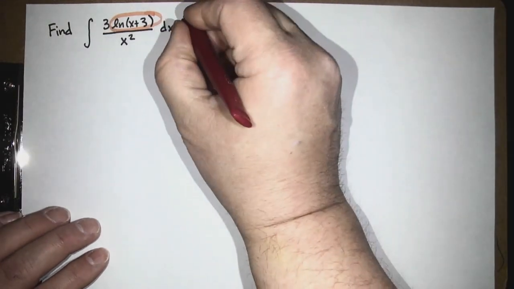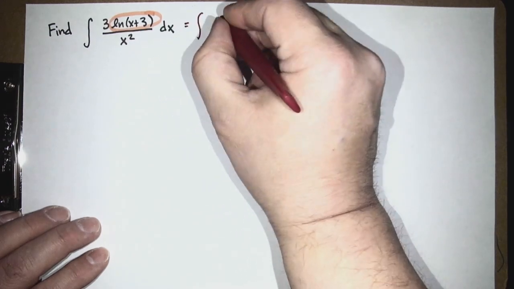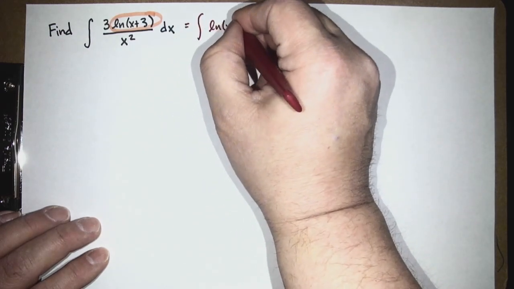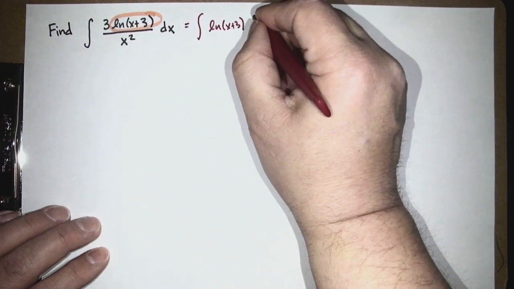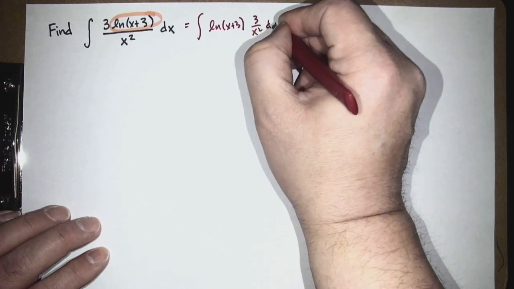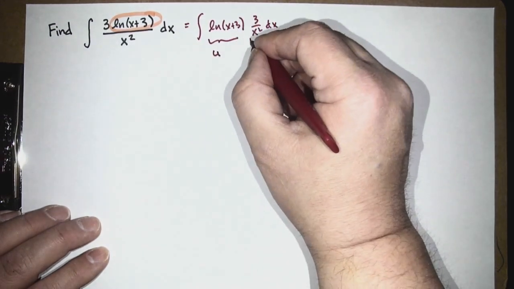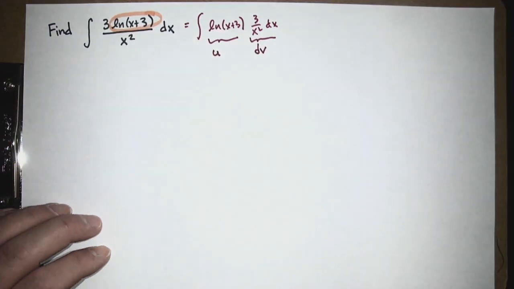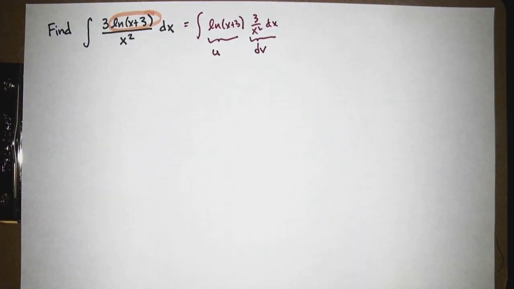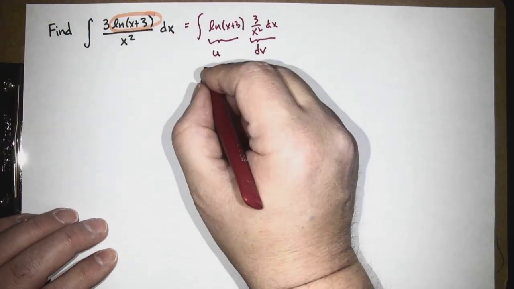So let's think of this in the following way. We're going to think of this as log of x plus 3 and 3 over x squared. This first part, we don't want to integrate, so that's the part we differentiate. And then the rest of it will be the part we integrate. Derivative of log of x plus 3.